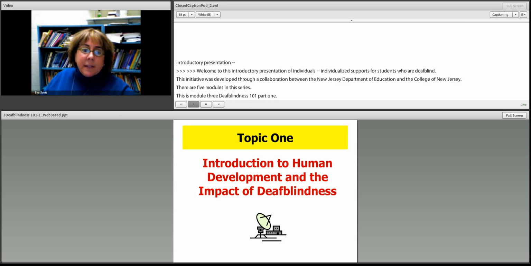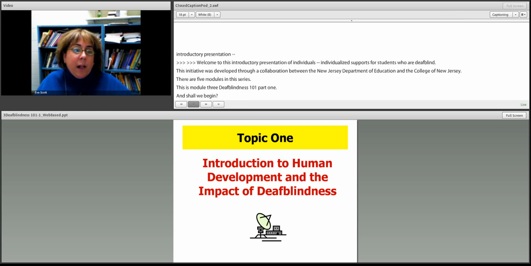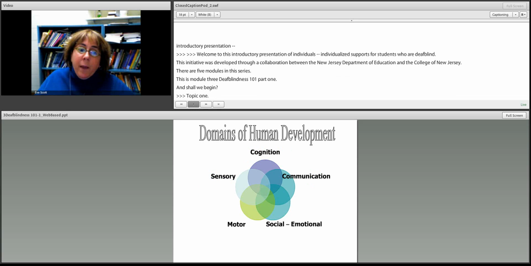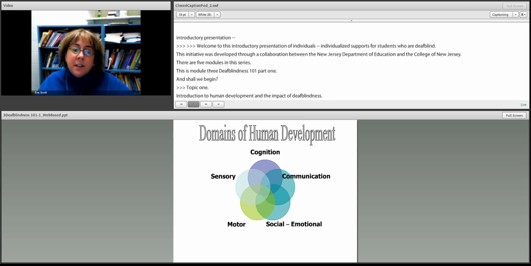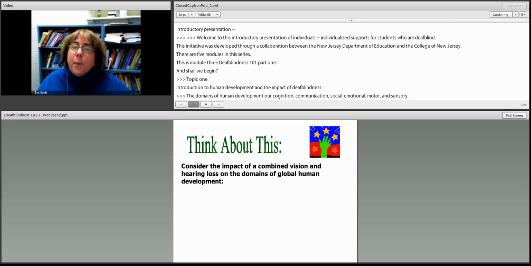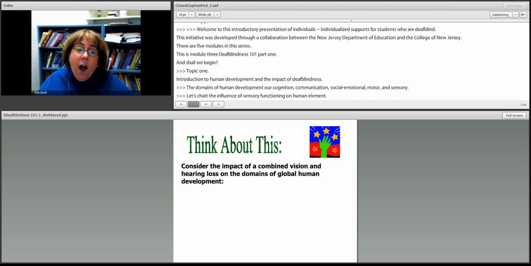Topic 1, Introduction to Human Development and the Impact of Deaf-Blindness. The domains of human development are cognition, communication, social, emotional, motor, and sensory. Let's chart the influence of sensory functioning on human development. Think about this. Consider the impact of a combined vision and hearing loss on the domains of global human development.